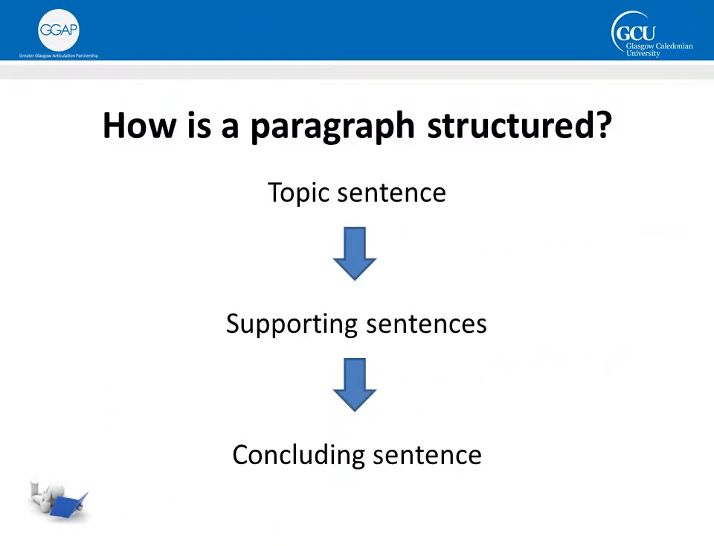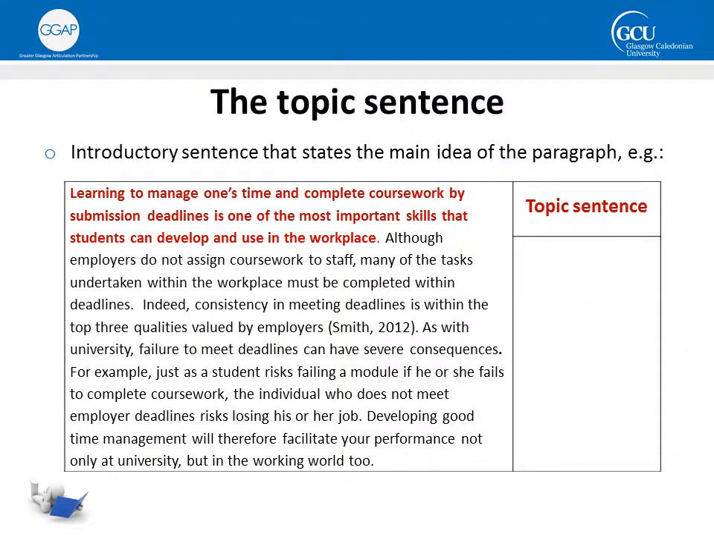You might never have thought about it before, but a paragraph does have a distinct pattern. As shown on the slide, a paragraph begins with a topic sentence, which is then followed by supporting sentences, and it finishes with a concluding sentence. A paragraph begins with what's known as a topic sentence. The topic sentence is like an introductory sentence that states the main idea of the paragraph, so the reader's got a good idea of what the paragraph is going to be about.